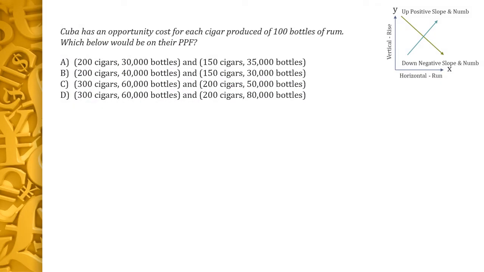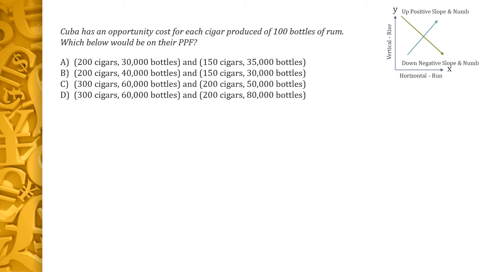Pretty common, I saw a lot of these in the test bank, where they would give you something about an opportunity cost and they would give you some choices and you had to select the right one. So in this case, we're using Cuba, and they make cigars and they make rum, and they've told you here that for each cigar that you don't produce, you're going to get 100 bottles of rum, or for 100 bottles of rum you don't produce, you're going to get a cigar.